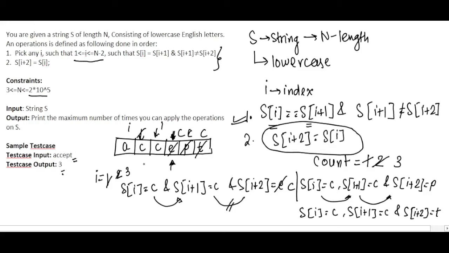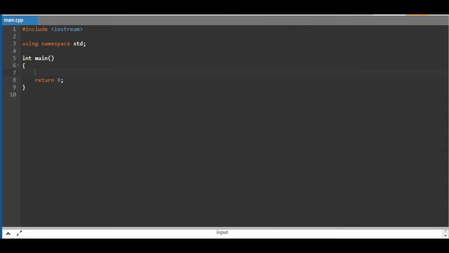Okay, so then it increments again and we check whether i is greater than n minus 2, and so our loop stops and the count value becomes 3, and we print the count value. Here you can see that the value is 3. Now let us see how we can program it.